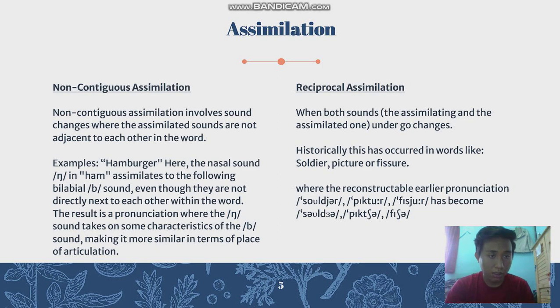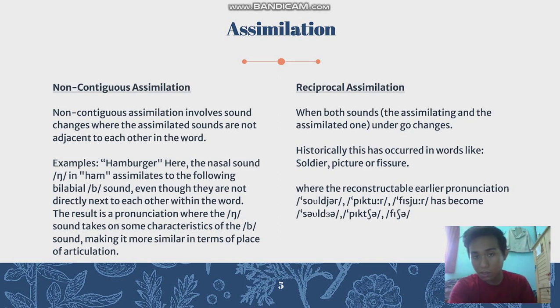Next, we have non-contiguous assimilation. Non-contiguous assimilation refers to sound change where the assimilated sounds are not directly next to each other in the word. This can occur across syllables or at a distance within a word. It introduces complexities in sound interaction, impacting pronunciation patterns in non-adjacent or non-neighboring positions.